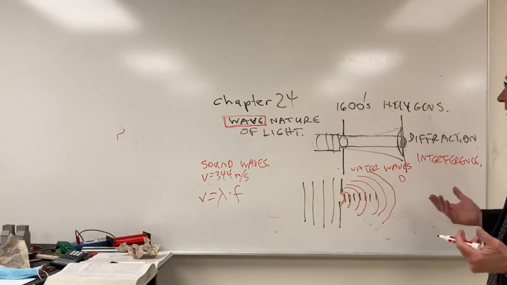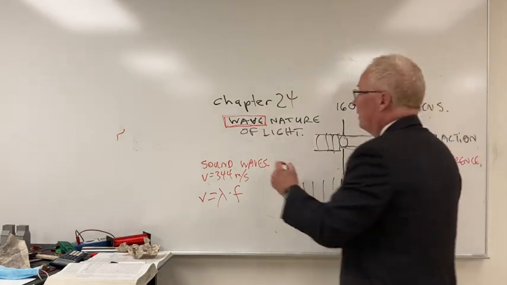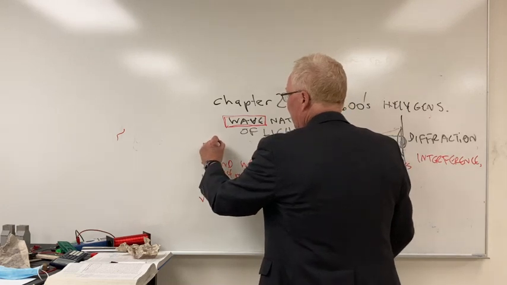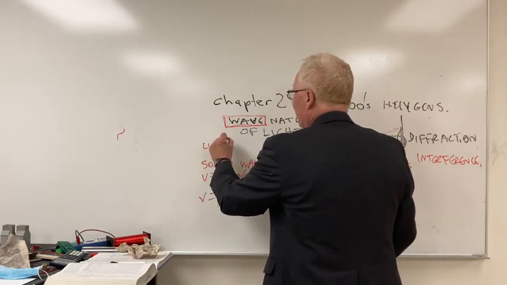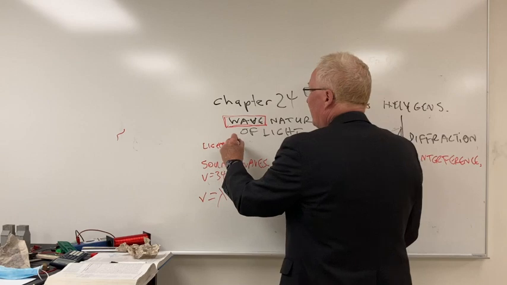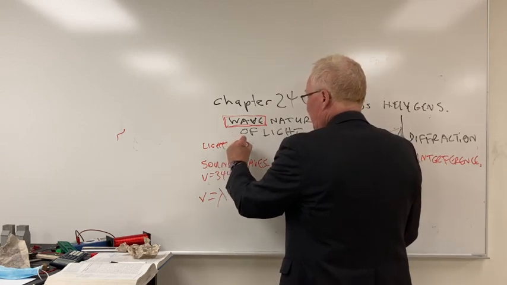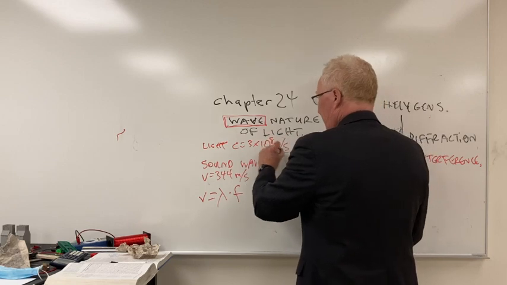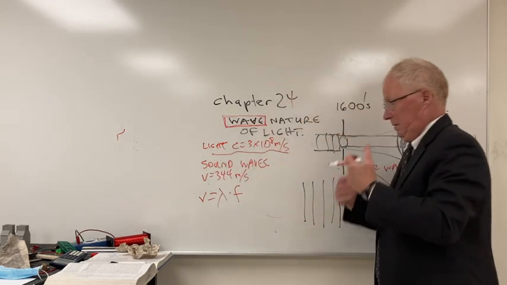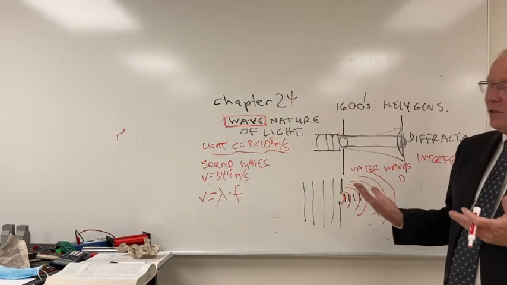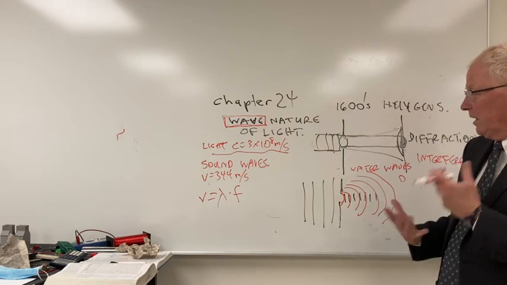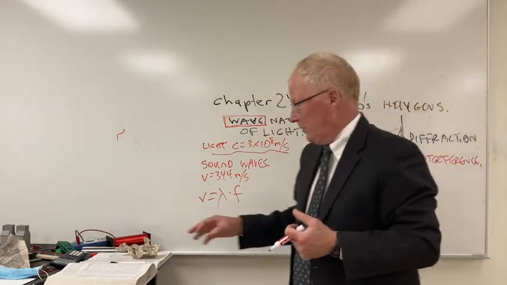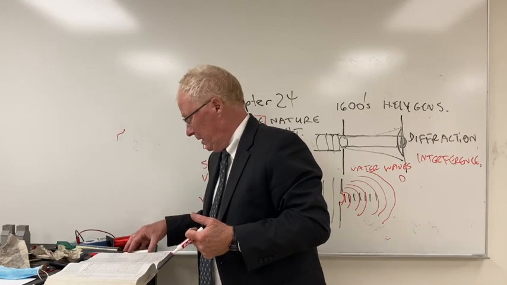For light, on the other hand, light travels, as we talked about in chapter 22, with the speed called c of 3 × 10⁸ meters per second. So light is a particle, and it's also a wave. And this is kind of a problem they had as far as that is concerned.